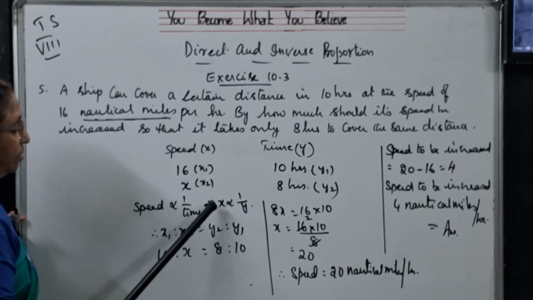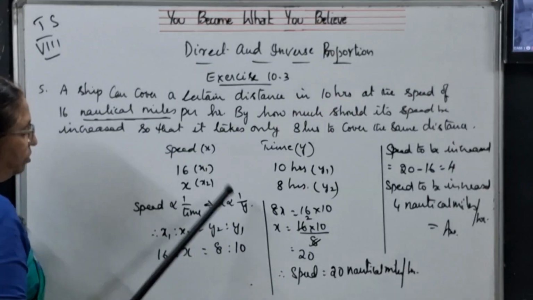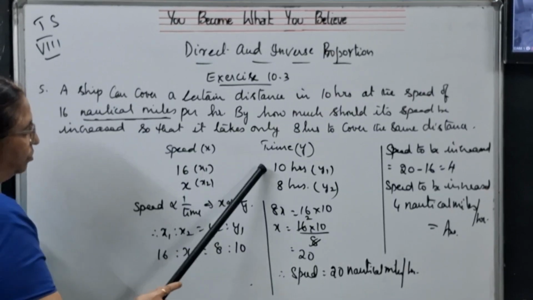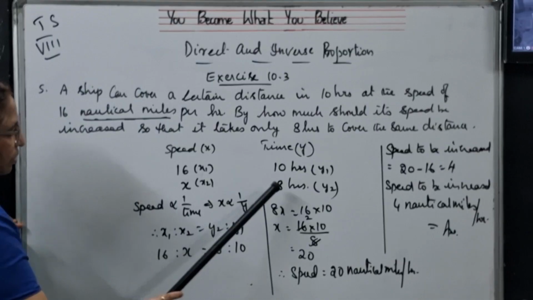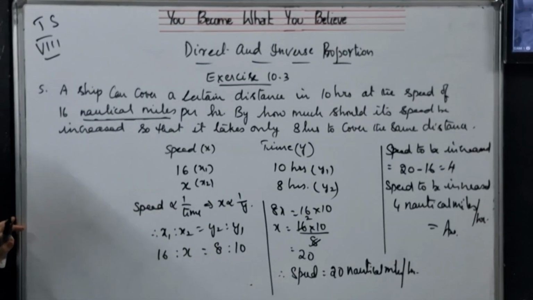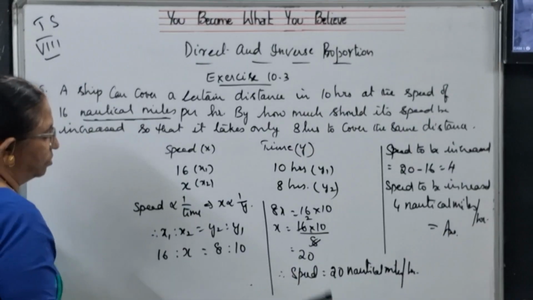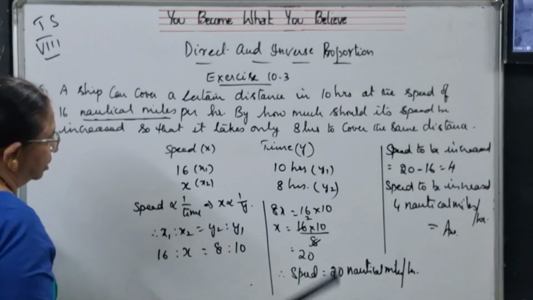We know that if x is inversely proportional to y, x1 is to x2 is y2 is to y1. So 16 is to x is equal to 8 is to 10. So 8x is equal to 16 into 10. x is equal to 16 into 10 by 8. That is 20. So speed is 20 nautical miles.